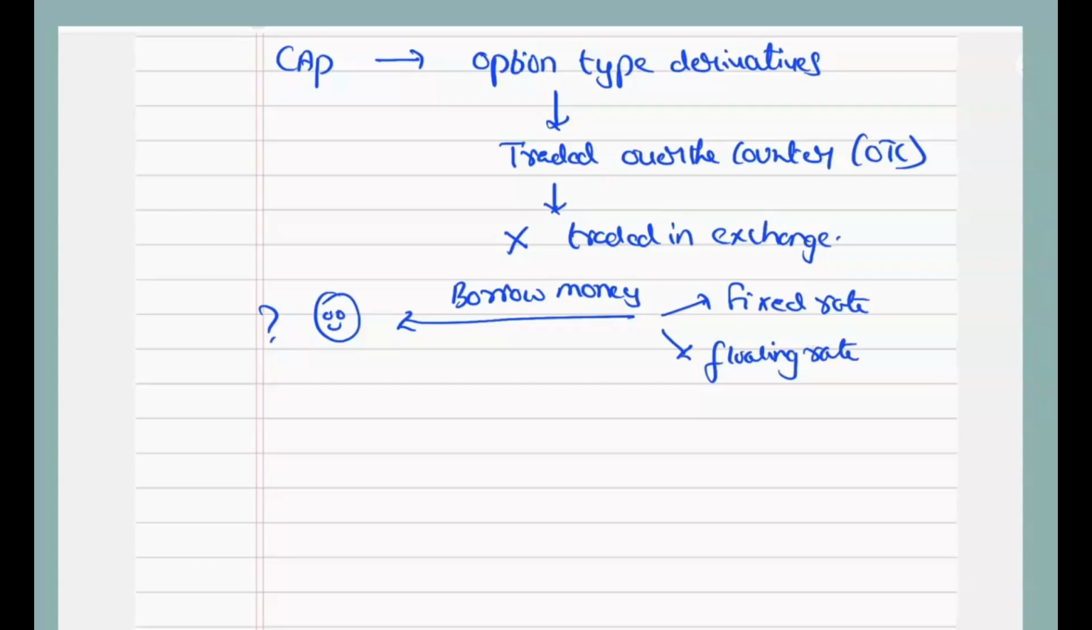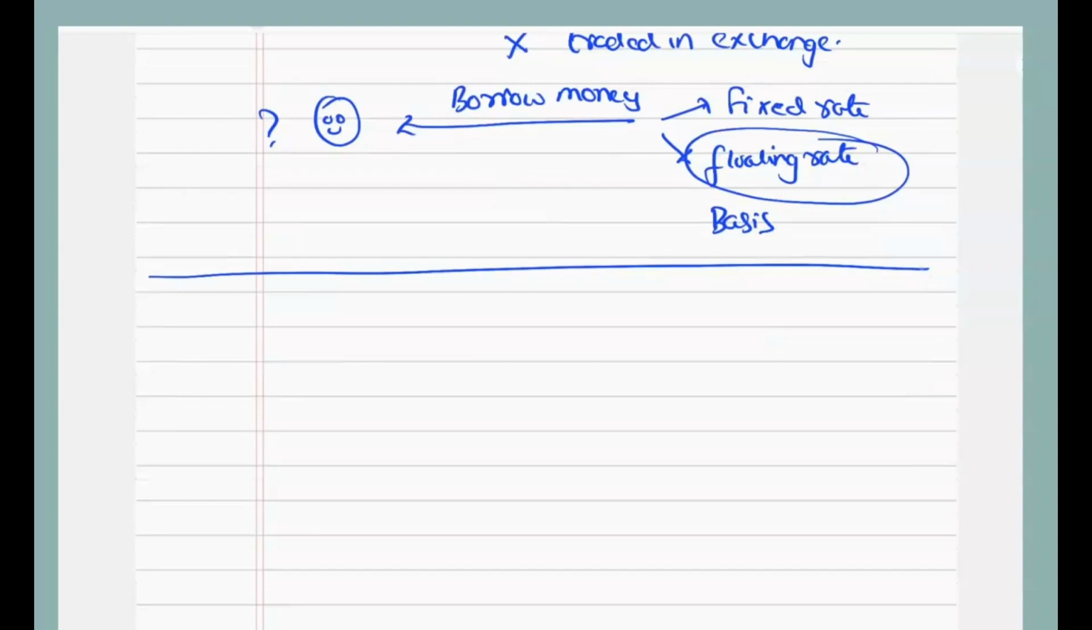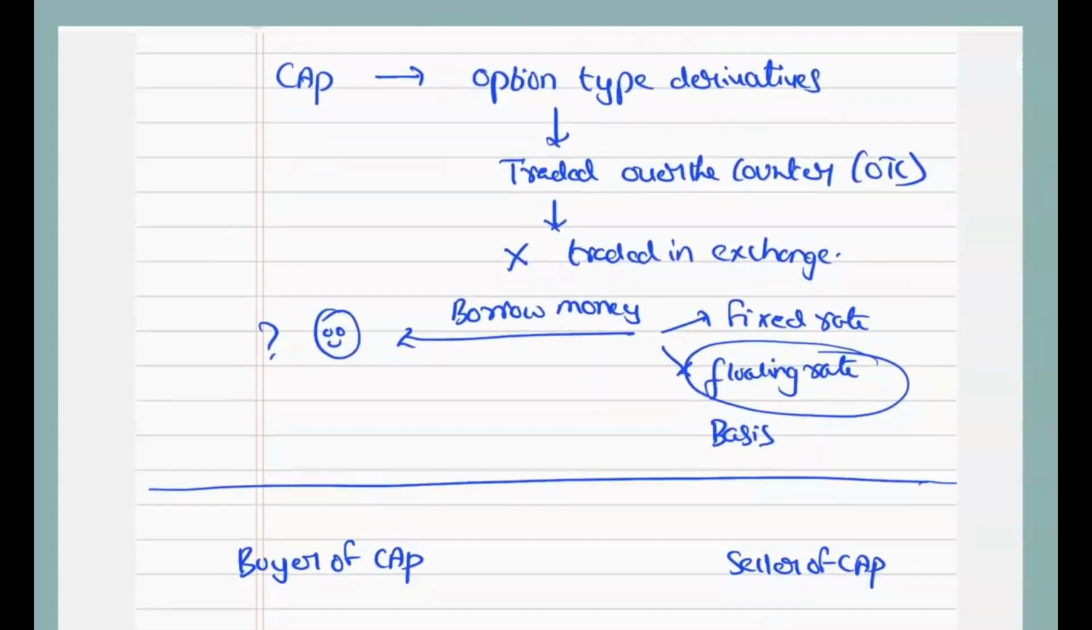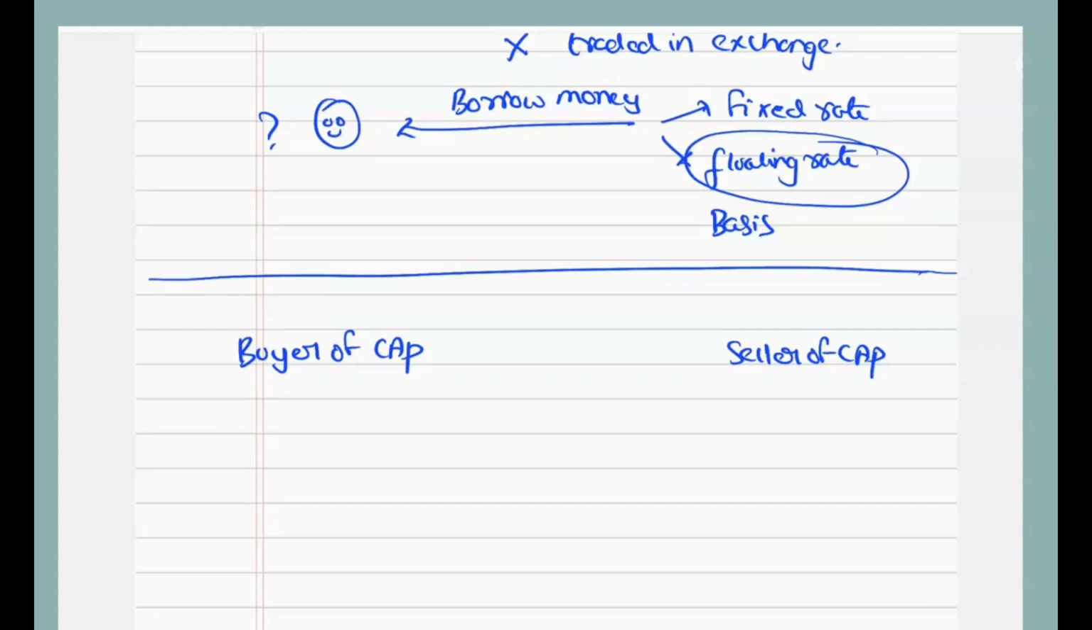In this case, we have to take the floating rate. Suppose you are borrowing money on the basis of a floating rate. In that case, you will also be buying the cap. There are two people involved: a buyer of a cap and a seller of a cap, similar to the buyer and seller of a call and put.